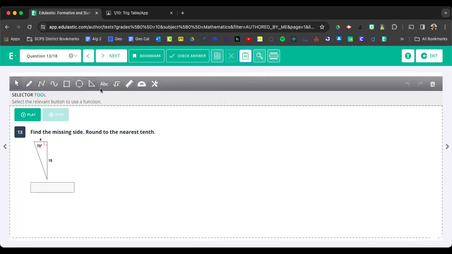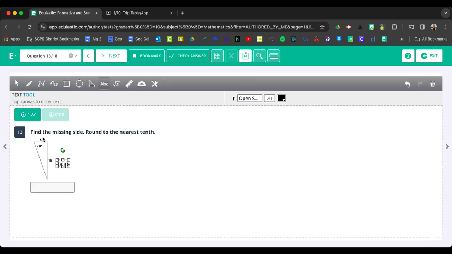If I look at my different sides, this side that I do know right here is across from this angle that's 70 degrees. So I'm going to put opposite, because if I were to draw an arrow across from 70 degrees, it would be pointed right at that 15.